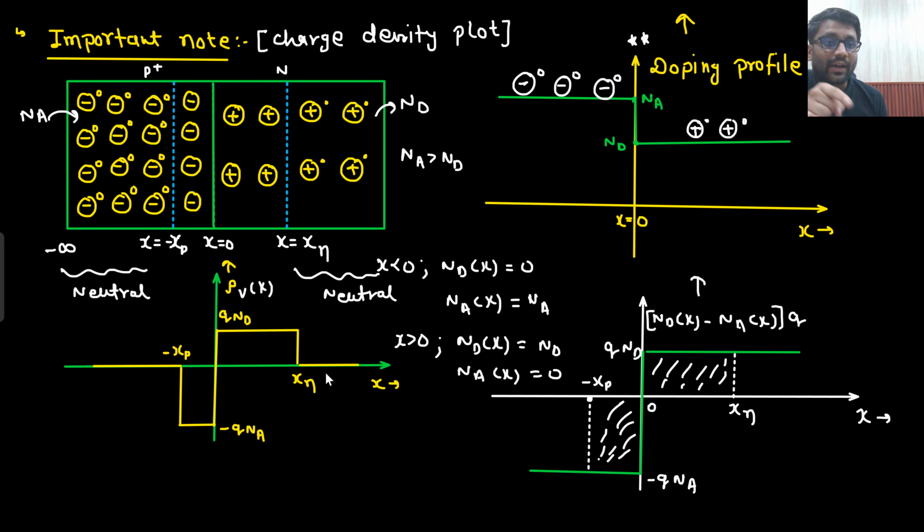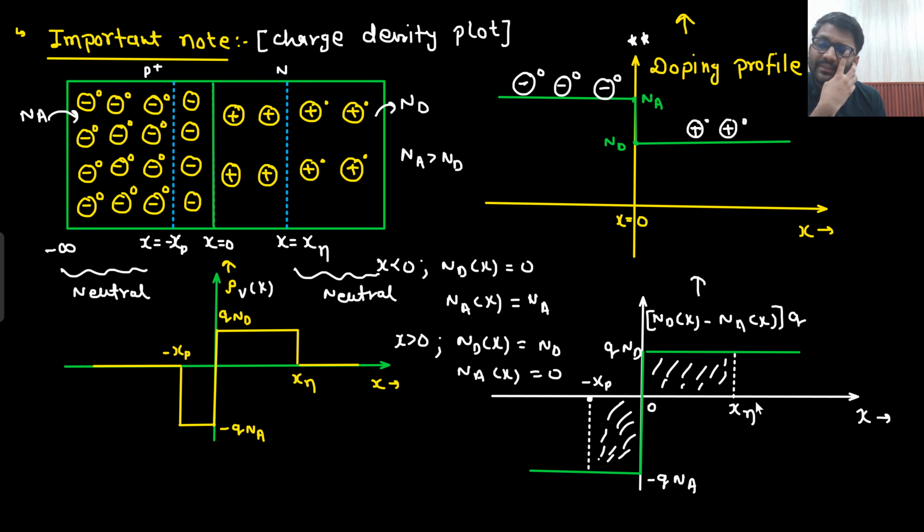So what do I need to plot? I need to plot charge density, volume charge density. Here I am getting negative charge, here I am getting positive charge. How much positive charge am I getting? I am getting positive charge equal to QNd. How much negative charge am I getting? I am getting negative charge equal to minus QNa.